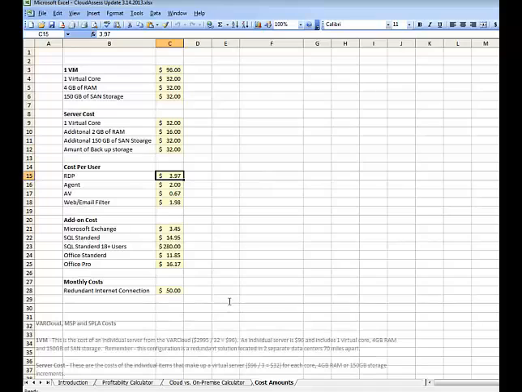Let's see. That's really all there is to the cost amounts tab. What we're going to do is cover the profitability calculator next.